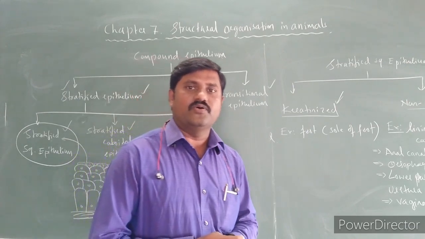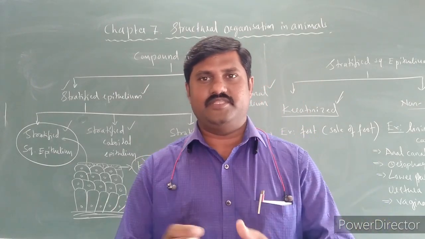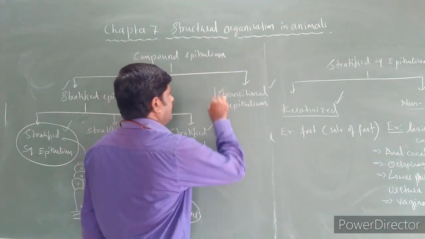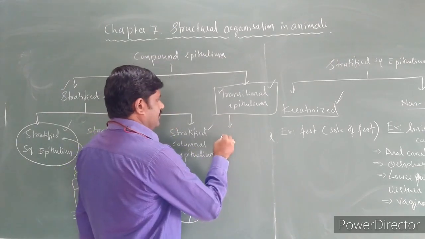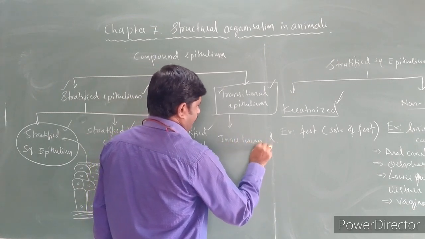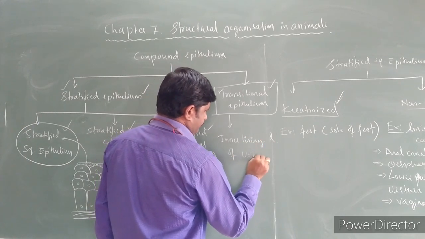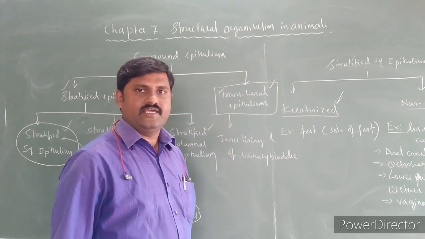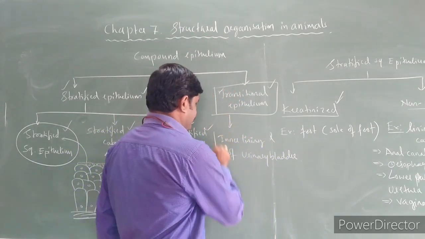So this is all about simple as well as compound epithelium. The last one is transitional epithelium. This is a very important epithelium which is seen in the inner lining of the urinary bladder, and it is distensible in this structure.